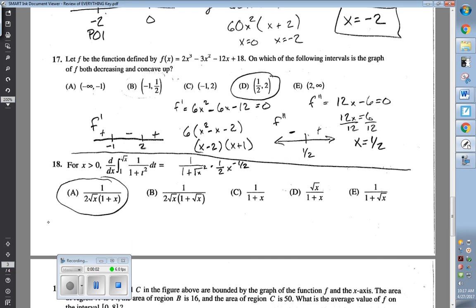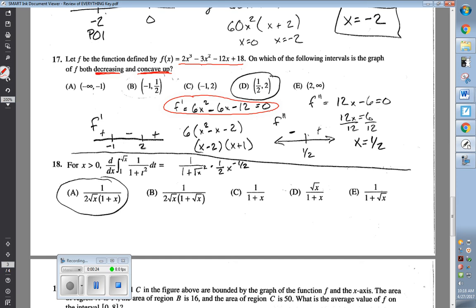So on 17 here, they are giving us an equation. They're talking about where is the graph decreasing and concave up. So to talk about decreasing, which derivative do we want? The first derivative. So the first thing I did was I found the first derivative right here. Okay, I found that first derivative.